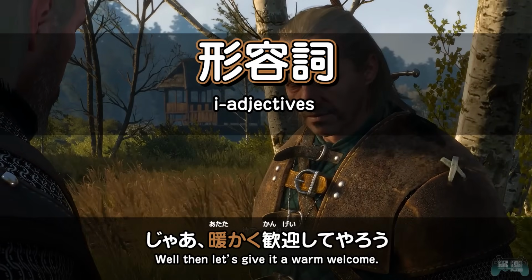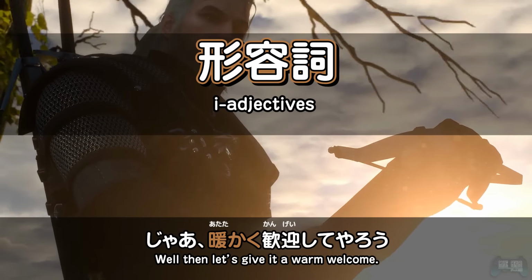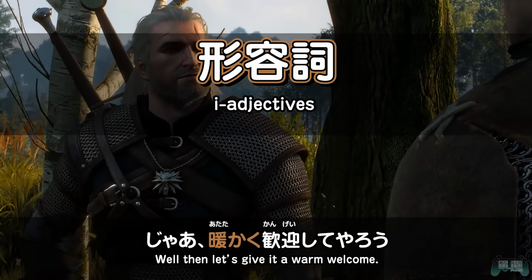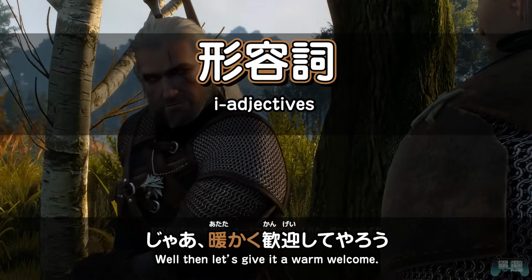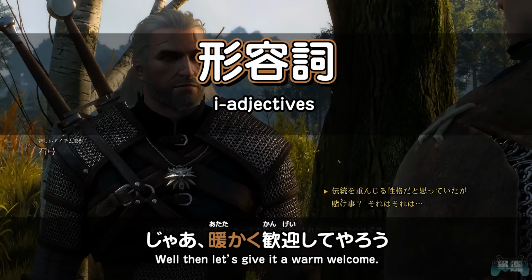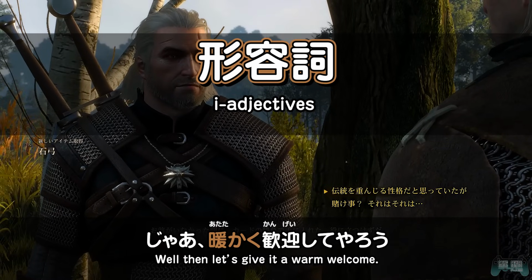Geralt says that he will warmly welcome the beast. Atatakai is the E-adjective for warm. However, it's being turned into atatakaku kangei suru, to warmly welcome. So this adjective is now being turned into an adverb.